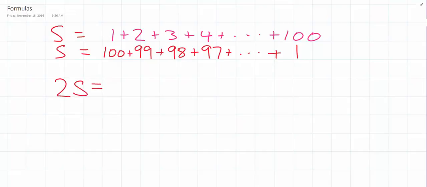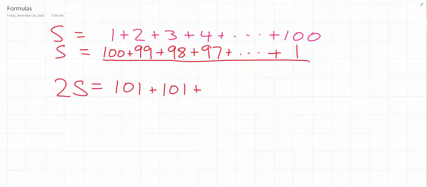In other words, add these two, right? 100 plus 1 is 101. Okay? So I'm just adding these, and what I get is twice the sum by adding the pairs of numbers. 99 and 2 is 101. 98 and 3 is 101. My goodness, they're all 101s. All the way down here, look at that. I have all those 101s.